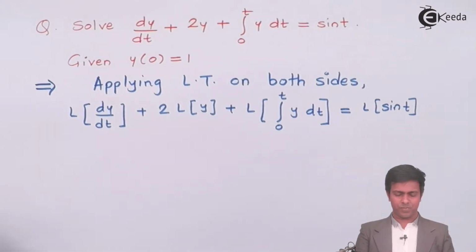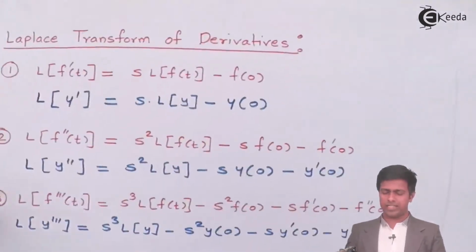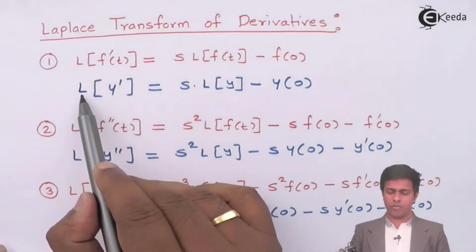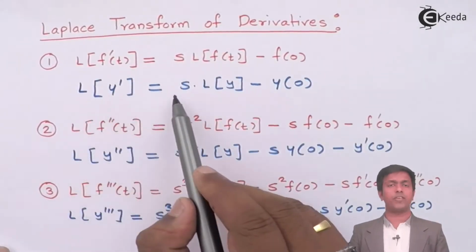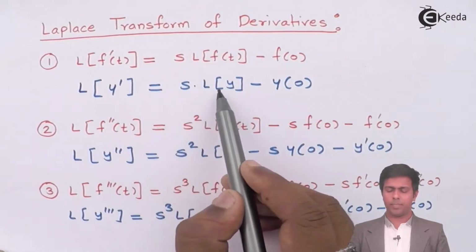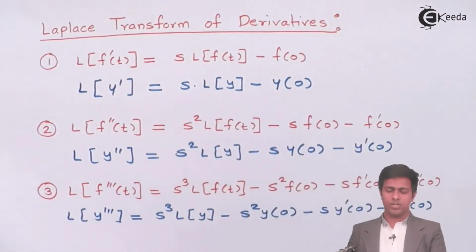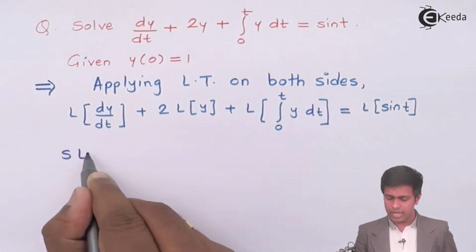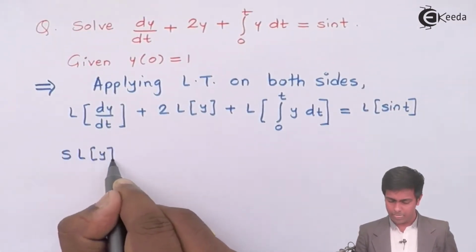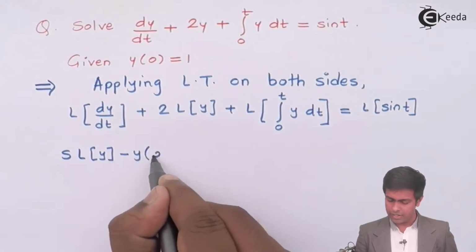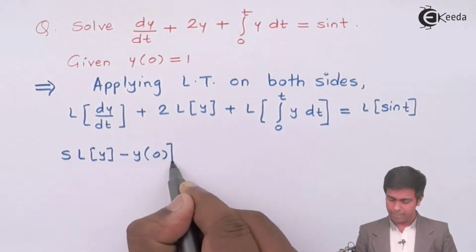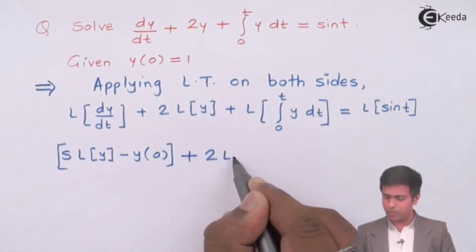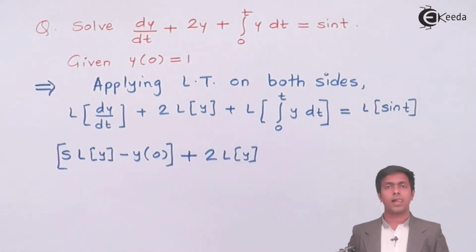So here is the formula. You can see that in formula number 1 we have Laplace transform of y dash of t, which is given by s into Laplace of y minus y of 0. So here we will get s into Laplace of y minus y of 0 plus 2 times Laplace of y as it is.